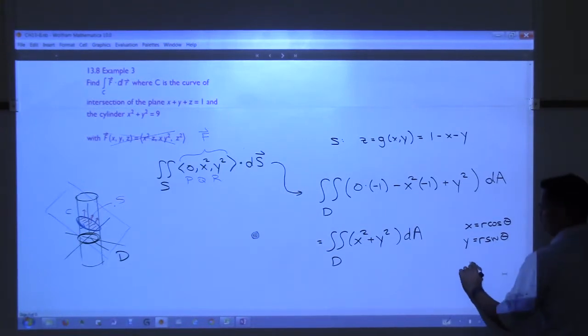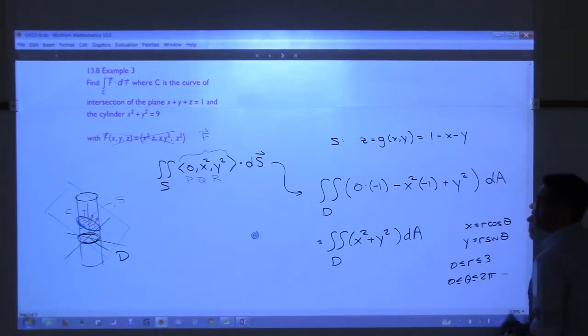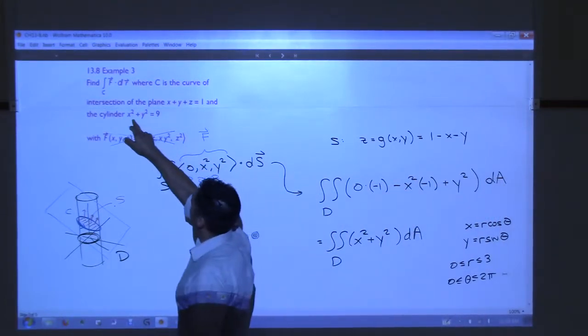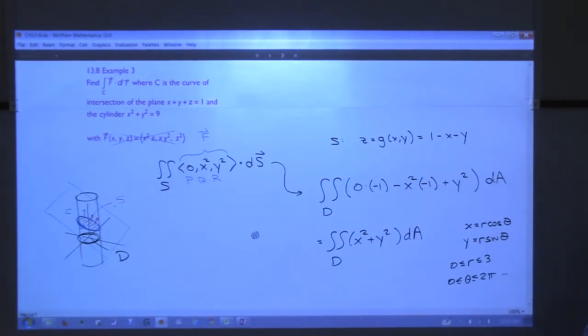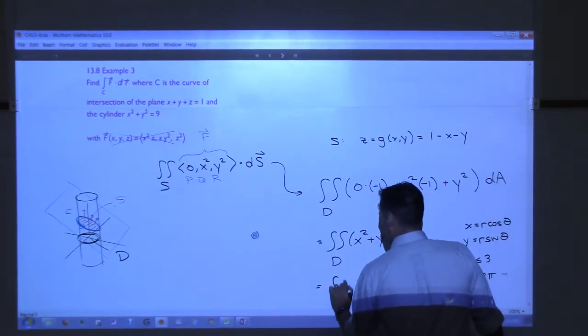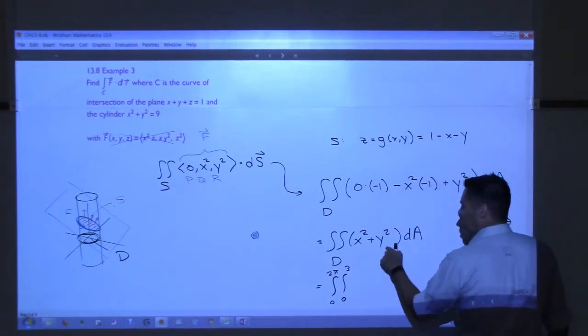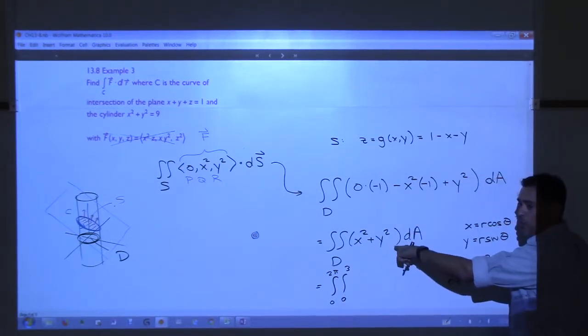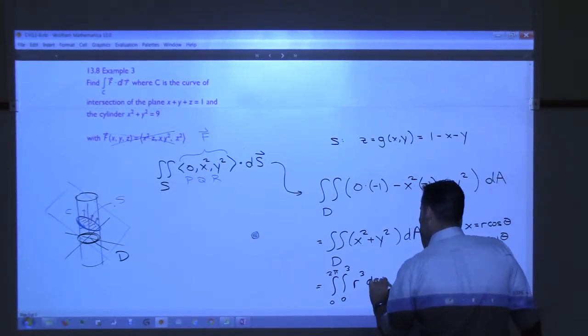What are my restrictions on r and theta here? 0 to 2 pi and 0 to 3. Good. And you got the 3 from the fact that the cylinder has x squared plus y squared equals 9, which means the radius is 3. All right, so this double integral becomes the integral, let's go 0 to 2 pi first, 0 to 3, and then this is r squared. But because I went to polar, I need another r, so r cubed dr d theta.